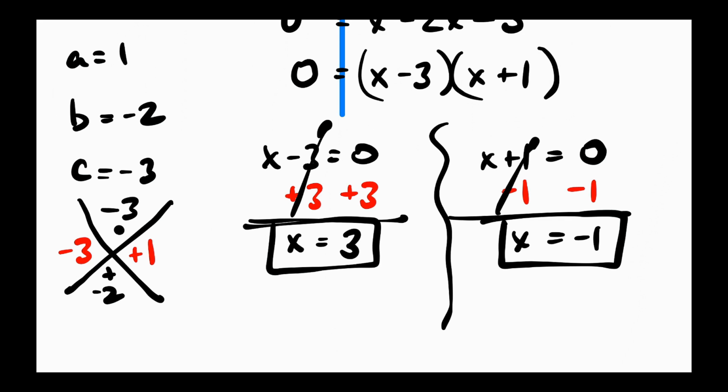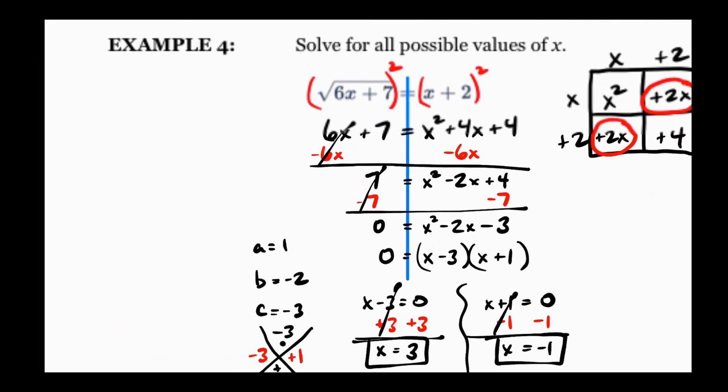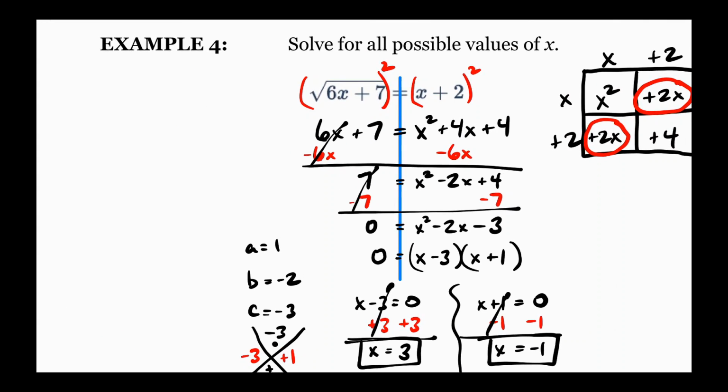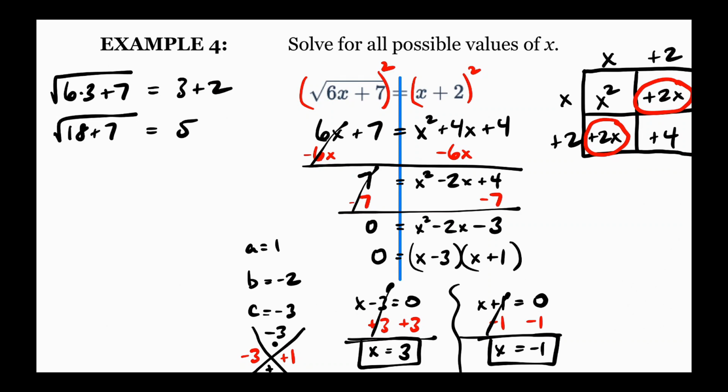Okay. So you can do this part in your head sometimes. Sometimes you have to write it out. So I'm going to check 3 first. I'm going to plug in 3 everywhere I see an x. Okay, so instead of x, I'm going to write 3. So 6 times 3 plus 7. And then over here is 3 plus 2. So multiplication, 18 plus 7. 5 on the other side. Square root of 25 equal to 5. Is that a true statement?